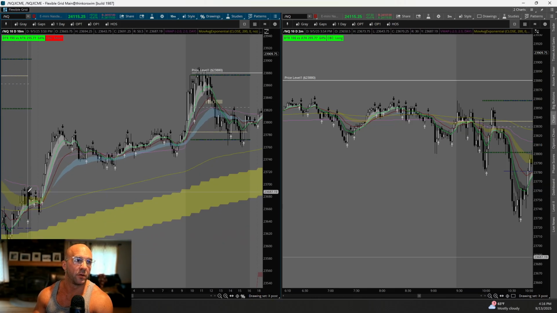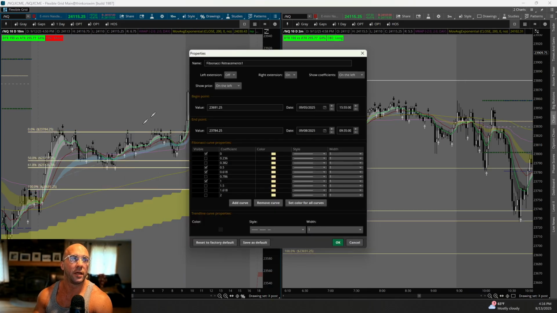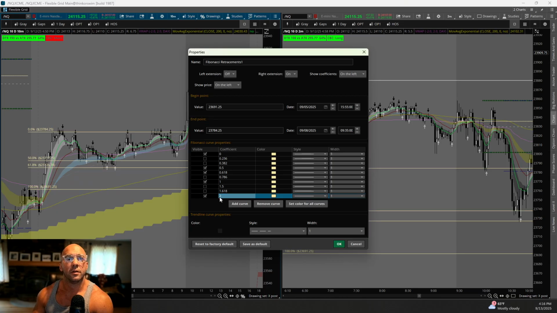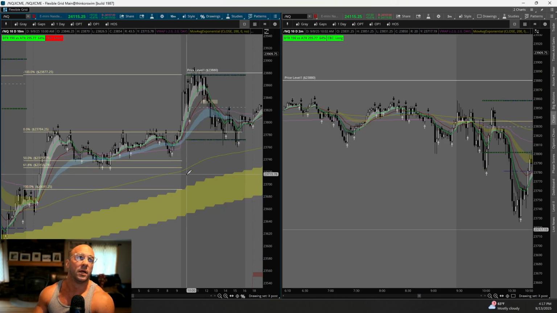That's the other thing too, this is my own strategy. This isn't the Maple thing. So we did gap up. I'll turn the right extension off. There we go.